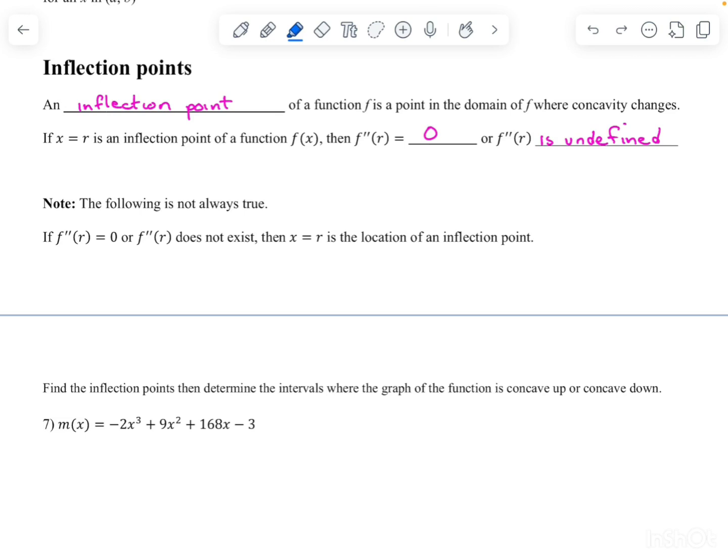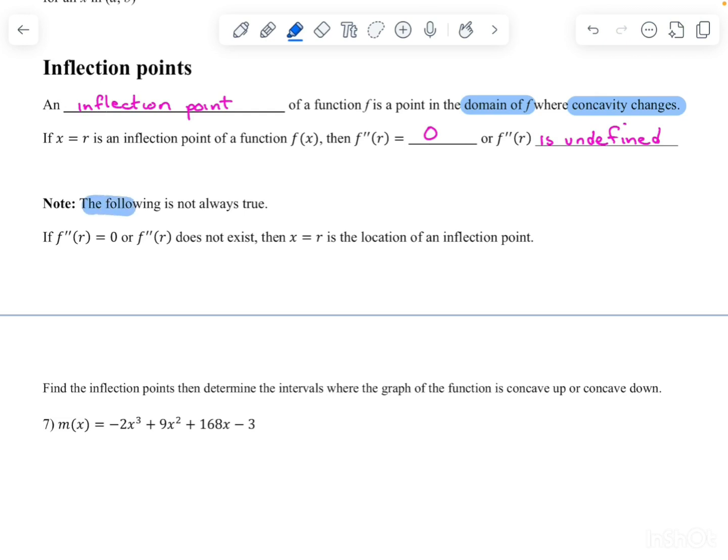Now there are two main takeaways from this definition. The first is that r must be in the domain of f. The second is that the graph must change concavity at x is equal to r. If either of these are not true, then there is no inflection point at x is equal to r, even if the second derivative is equal to 0 at r, or the second derivative is undefined at r.